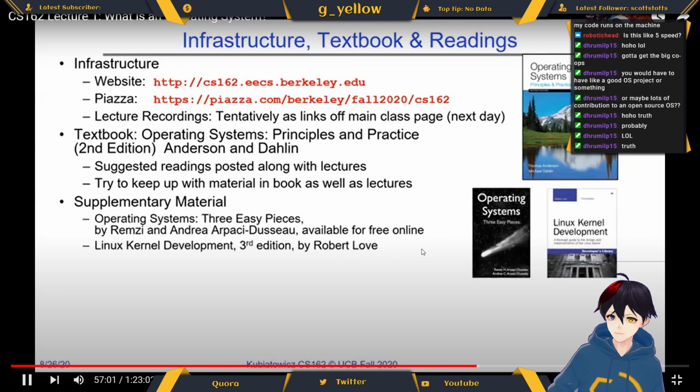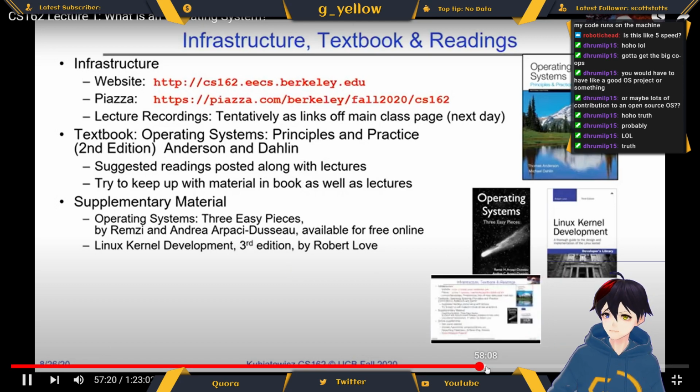There are also some optional things you can look at. I know David Culler really liked the Operating Systems: Three Easy Pieces book, and the Linux Kernel Development book. Some of these are interesting maybe to look at as a supplement. One thing that you may not have known is if you log in with your Berkeley credentials to the network, which I think you need to use a VPN to do, you can actually get access to all of the O'Reilly animal books over the network as well.